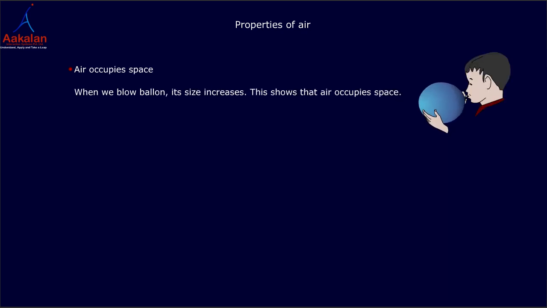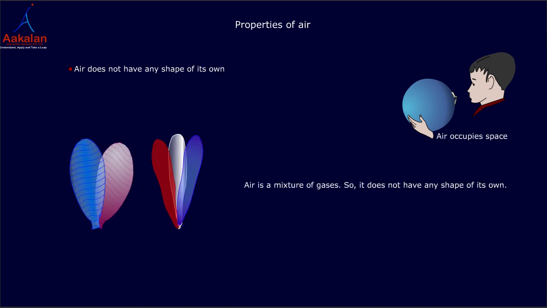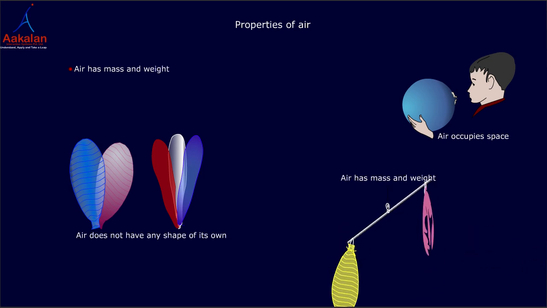Air occupies space. When we blow a balloon, its size increases. This shows that air occupies space. Air is a mixture of gases, so it does not have any shape of its own. However, it has mass and weight.